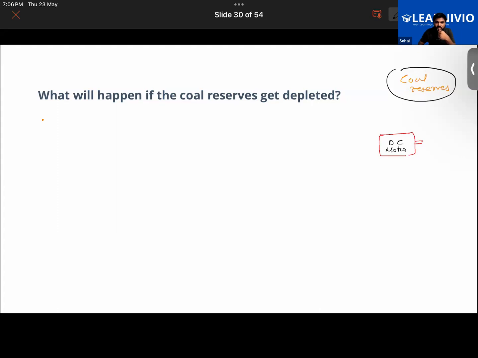See, motors are also of two types. There's a DC motor and there's an AC motor. The ceiling fan in your house, for example, all the fans in your house that do not operate on battery, they are AC motors. The motor that will run on AC currents.